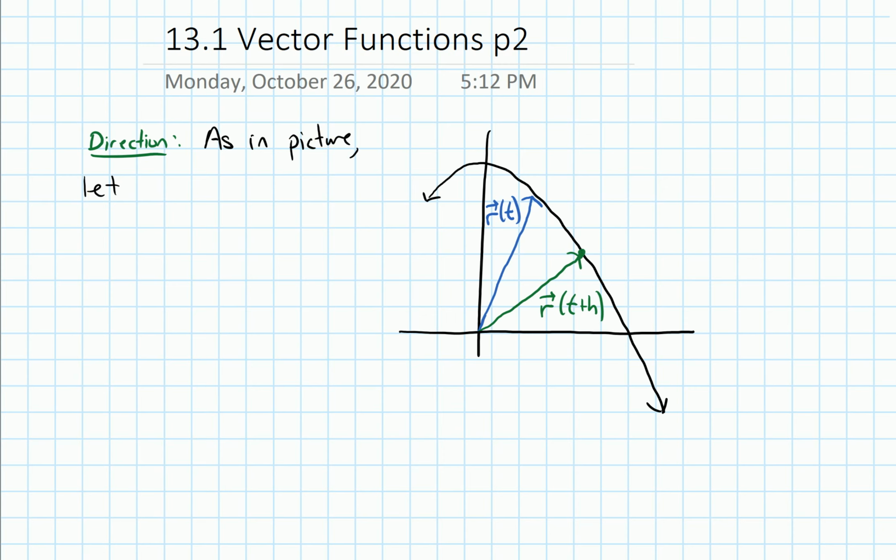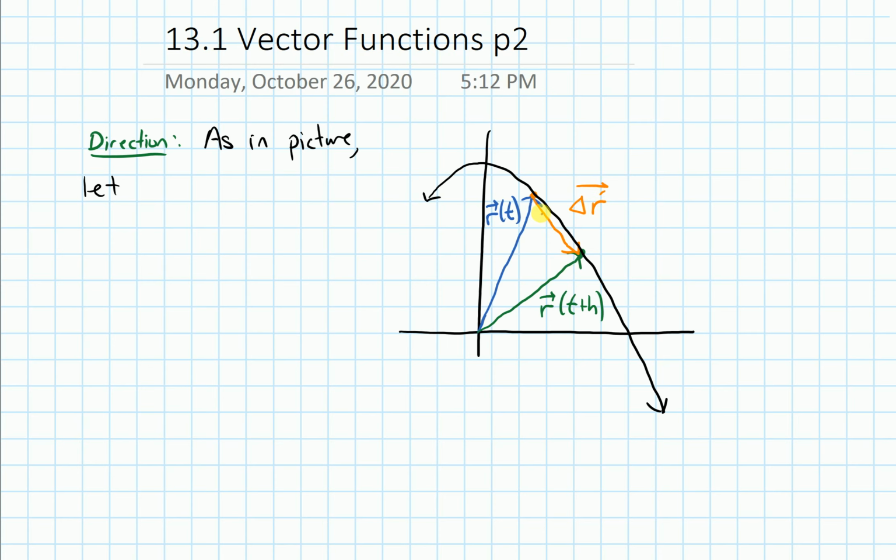Now I'm going to form one more vector in this picture. I'm going to draw a vector that connects the head of r of t to the head of r of t plus h, and I'm going to call that delta r. That's the change in r.